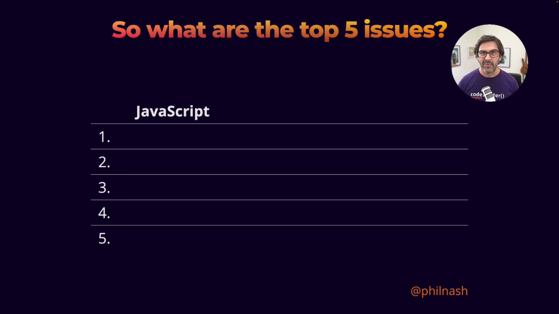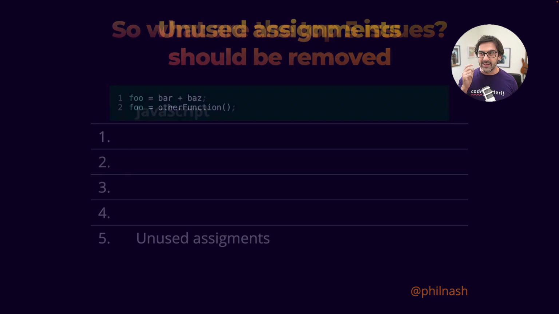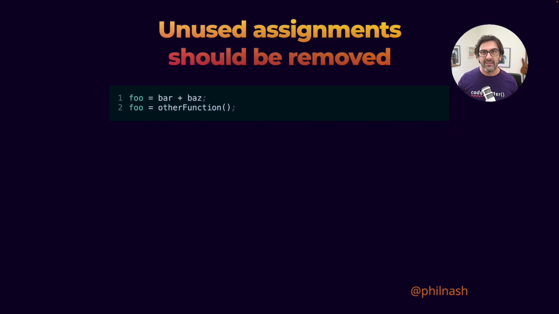So let's start with number 5. The top 5 most common issue in JavaScript, as found by static analysis, is unused assignments. A little bit of confetti. I hope that's okay. Unused assignments. What do I mean by this? Well, this is actually quite an interesting issue. It's the idea that you assign a value to a variable, and then later assign another value to the variable without having used that variable in between.